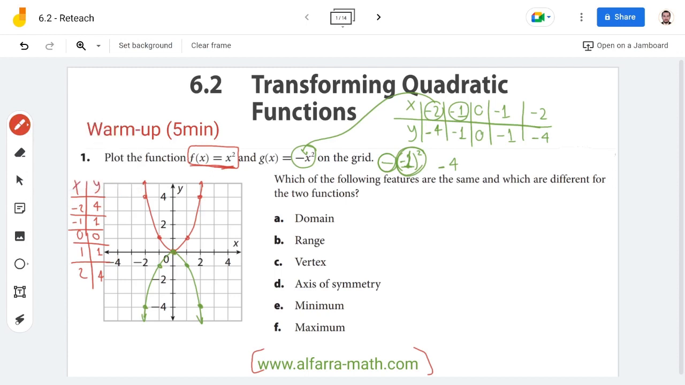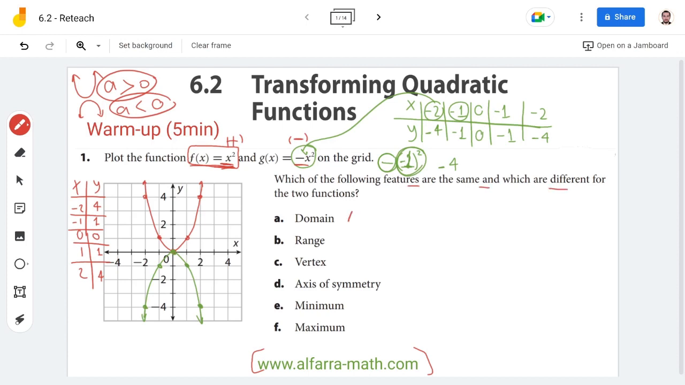Now, if you remember from the previous lesson, if a is greater than 0, my function goes upward. And if a is less than 0, my function will go downward. So that's what we can see in the function. This is a positive function. This is a negative function. So that's the difference. Now, which of the following features are the same and which are different?